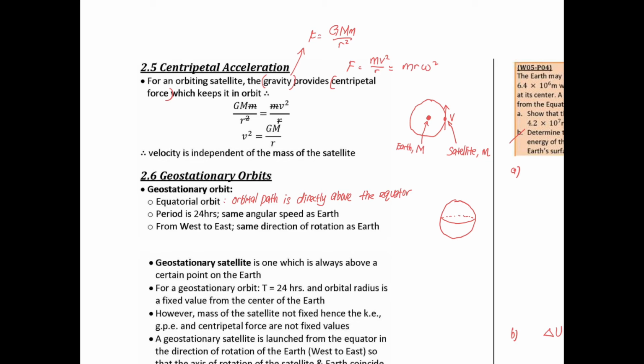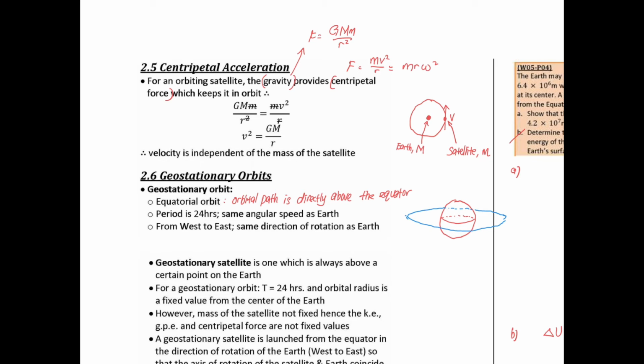Then what is an equatorial orbit? Let's say I use blue color. It is an orbit which is just above the equator. Something like that. So this blue track that I drew here is the equatorial orbit.